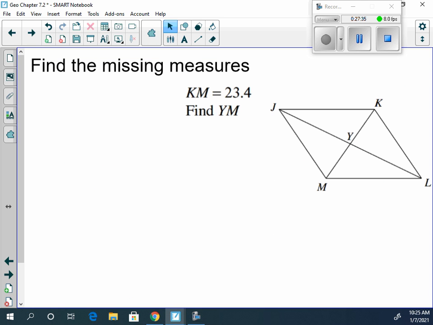Now we're going to talk about these diagonals. Now this here tells me that KM is 23.4. Find YM. Well, KM is the whole length. Since this is a parallelogram, it's not written in, but we know that the diagonals bisect each other. They cut each other in half. So that means this length here is going to be the same as this length here. It cuts it in half, so that means we can take the full length and divide it by 2.